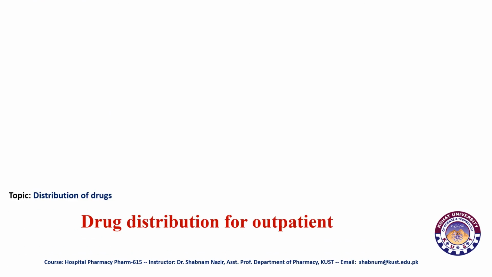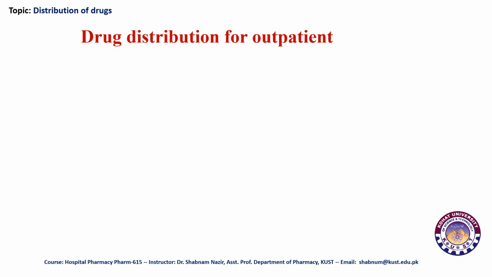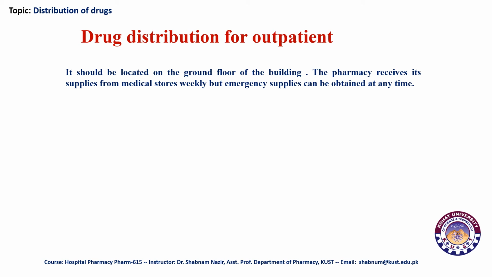Now, drug distribution for outpatient. Students, if you remember, we already discussed dispensing to outpatient, and distribution, as you are aware, is just part of dispensing, so we already discussed it in detail. Right now I'm giving a recall of various steps that might be preliminary to distribution or related to outpatient distribution. For example, the outpatient pharmacy should be located on the ground floor of the building. The pharmacy receives its supply from medical stores weekly, but emergency supplies can be obtained at any time.